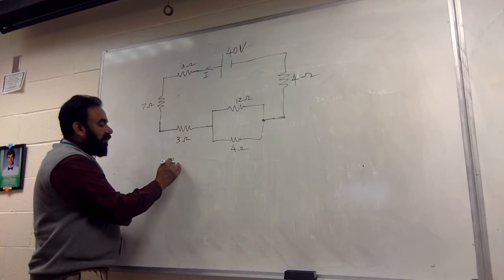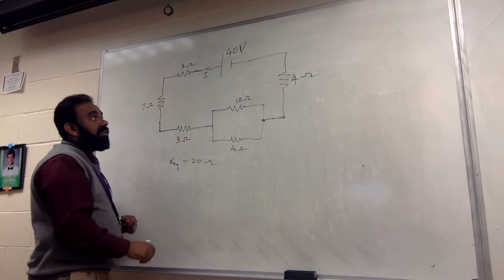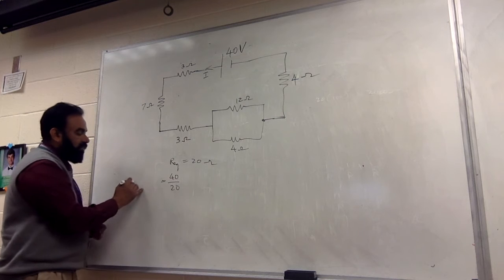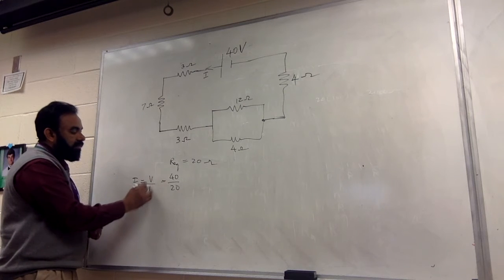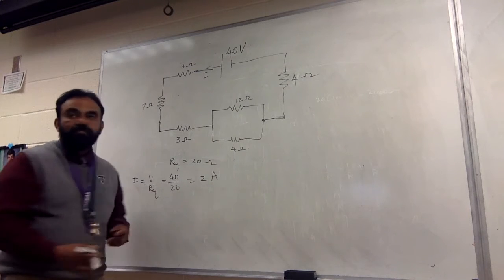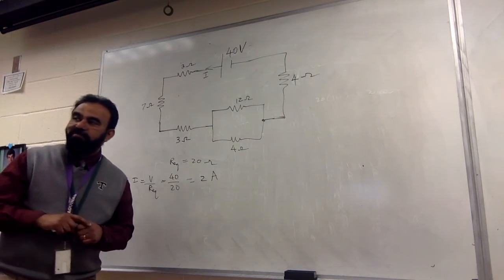So R equivalent is 20 ohms, and you got 40 divided by 20 is going to be the current, which is going to be 2 amperes. Is everyone okay? Oh, it's going well.